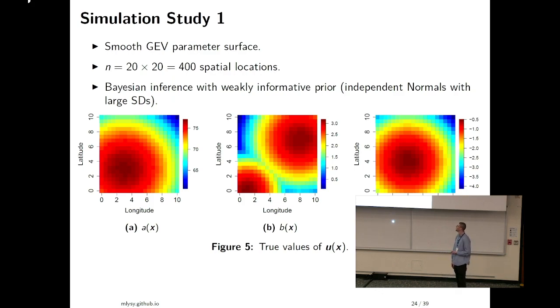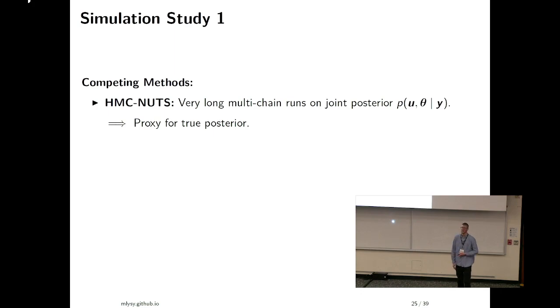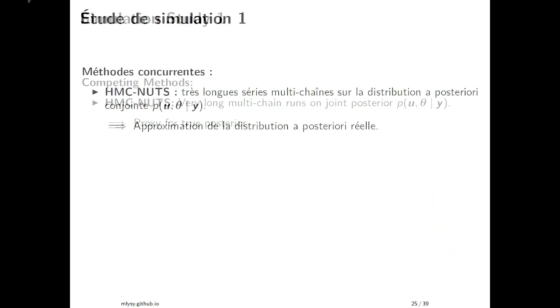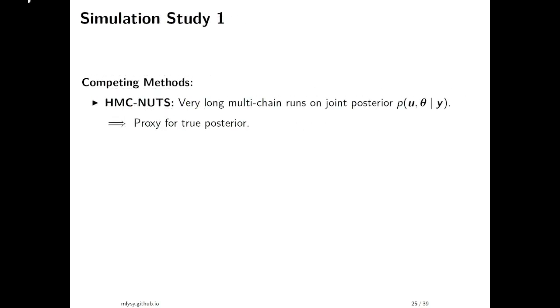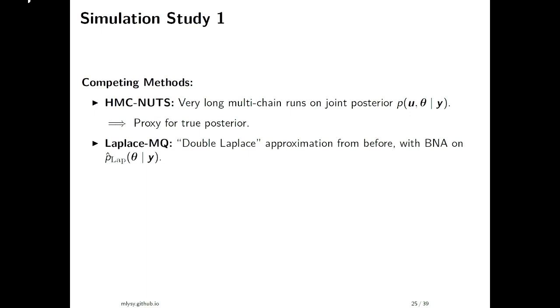So this is what the true values look like. And here are the different methods we used. We had our ground truth, which in this case was the exact posterior with the SPDE. There's no way around that. That's an absolute must in spatial. You just can't do it otherwise. So HMC NUTS, we ran it for a really, really long time on multiple chains, and we decided that's our true posterior. I'm pulling the figures out of the paper; we called it Laplace MQ.